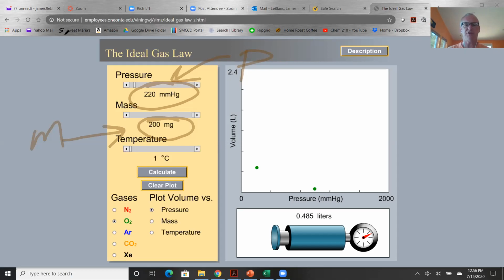So why can't I change the pressure and the mass too? I mean, I could, they're right there. I can just slide them all over.